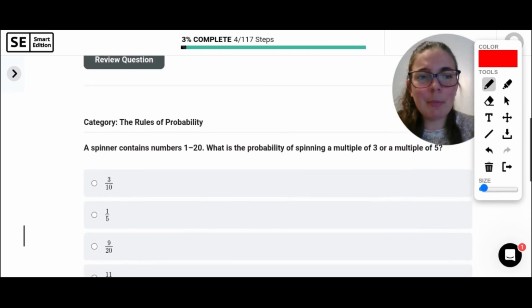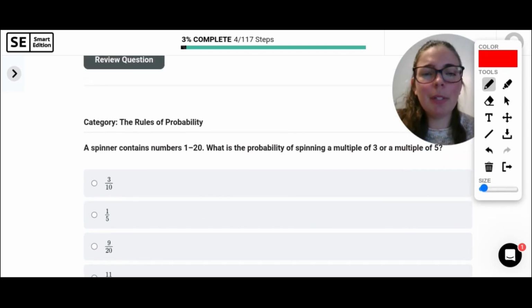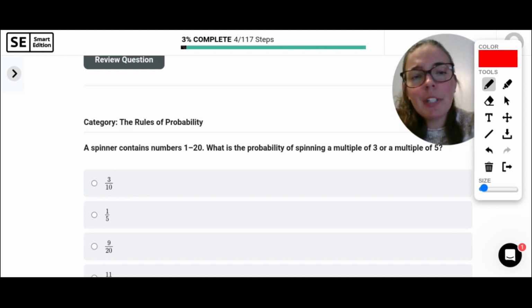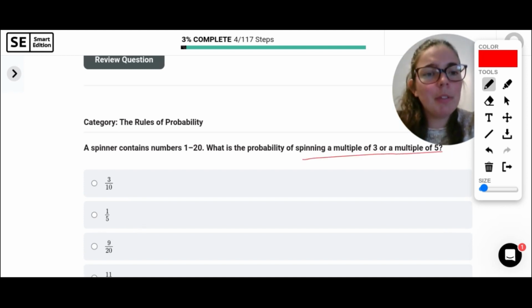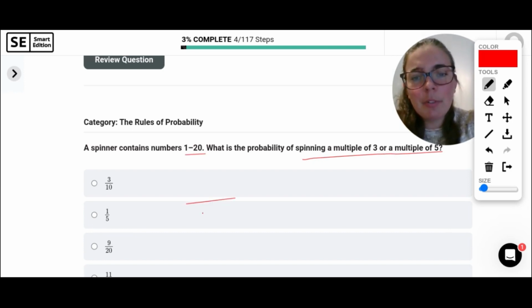A spinner contains numbers 1 through 20. What is the probability of spinning a multiple of 3 or a multiple of 5? So again, desired event over total number of outcomes. So we need to figure out the desired event, which is spinning a multiple of 3 or a multiple of 5. Out of the total number, if it's 1 through 20, we know there are 20 options. So 20 is going to go on the bottom.